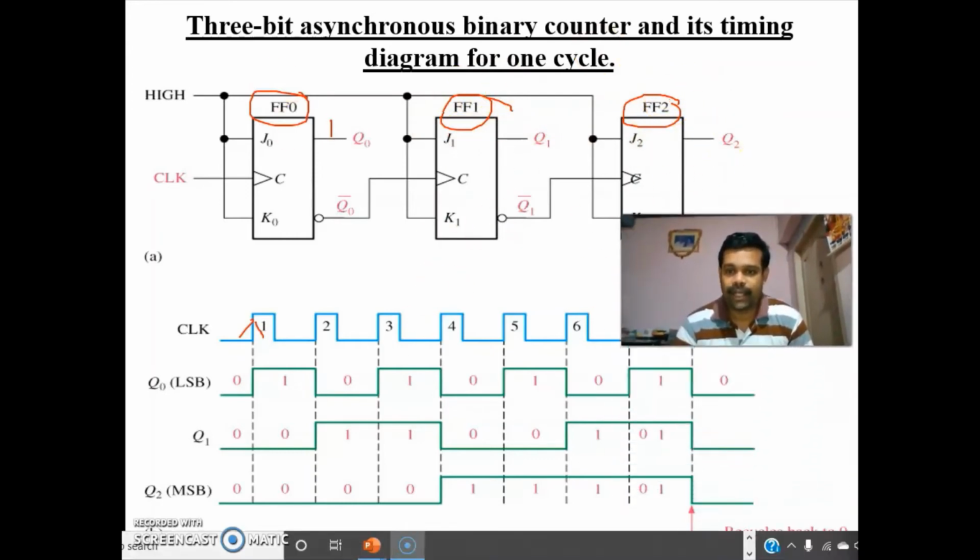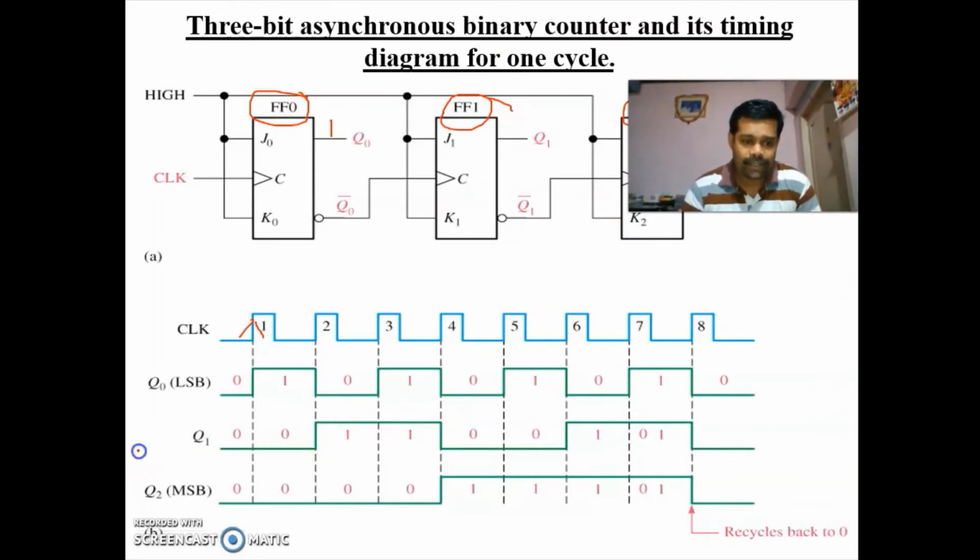Now we are going for the timing diagram. It is very simple. First, your Q naught, the first flip flop, will change during every positive edge. So every positive edge it will be changing. Initially we are taking a 0, then it is changing to 1, then it is changing to 0, then it is changing to 1, then it is 0, 1, 0, 1, 0, 1, it is going.